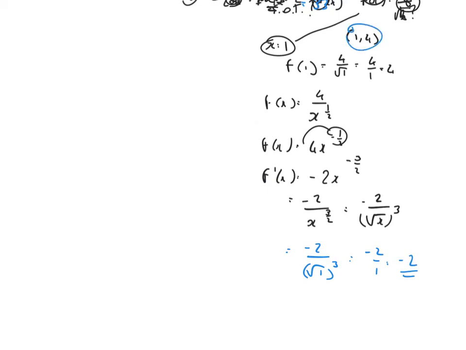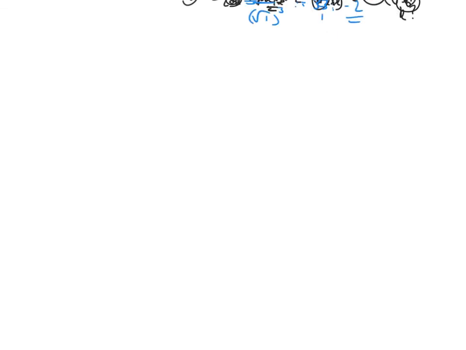I've got the point 1, 4, and it goes into y minus b equals m bracket x minus a. y minus 4 equals minus 2 bracket x minus 1. y minus 4 is equal to minus 2x plus 2. Bring that over, change its sign. y equals minus 2x plus 6. Final answer.